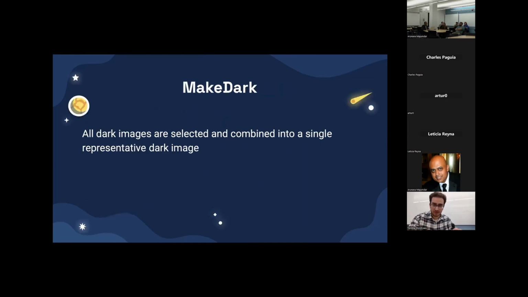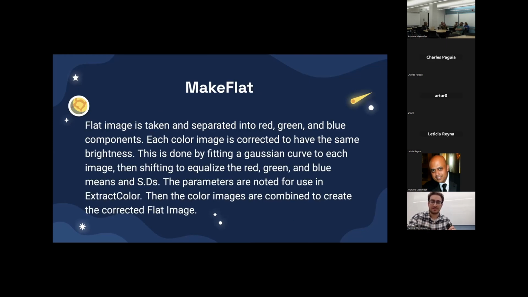So the make dark, as I said, is taking maybe 100 images of the telescope with the lid on, and then at the end, we combine all of those into one representative dark image. And then similarly with the flats, we take the flat images, separate them into red, green, and blue, and then we have to shift them to make sure that they're all equal. Because the way that the sensors work is there are more green pixels than there are red and blue. So we have to correct for that in our image processing.